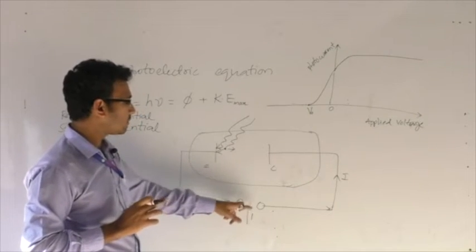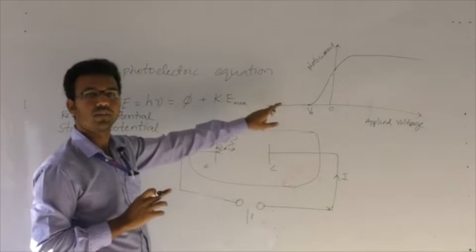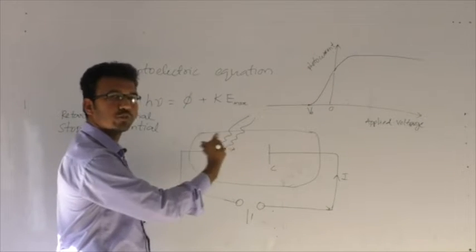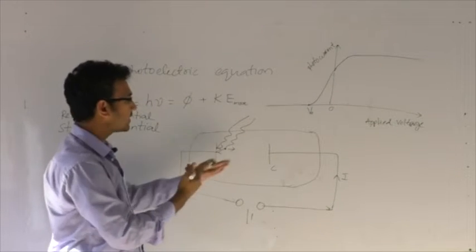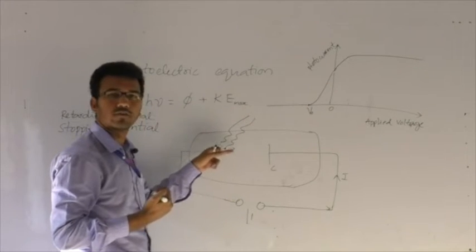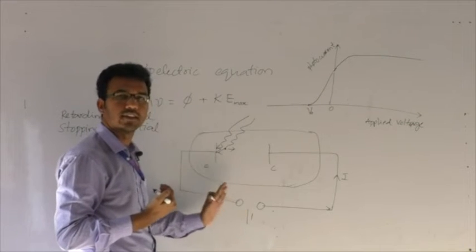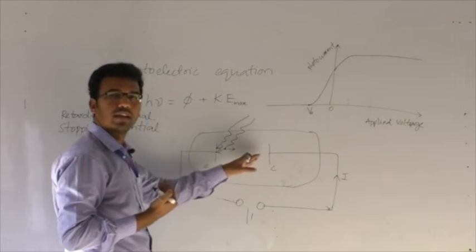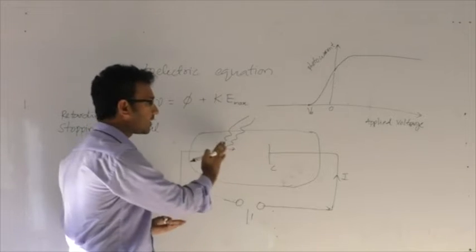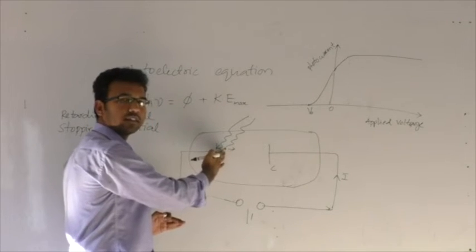So what I am doing when I am applying this negative potential is applying some negative force. Negative in the sense that I am applying a force in the direction opposite to the direction of motion of this electron. I am applying a force using this potential, using this electric source. And that force is actually retarding this electron.